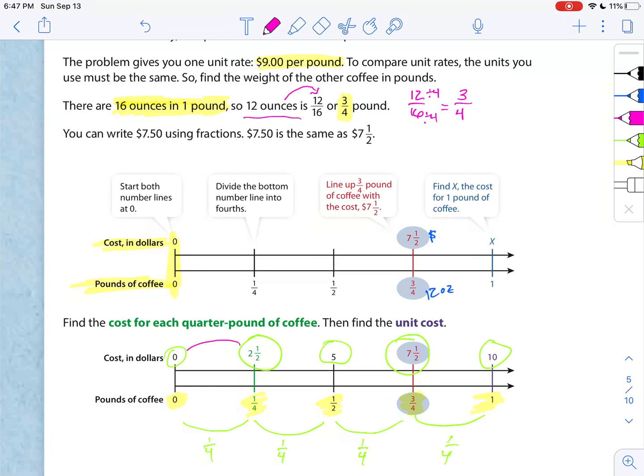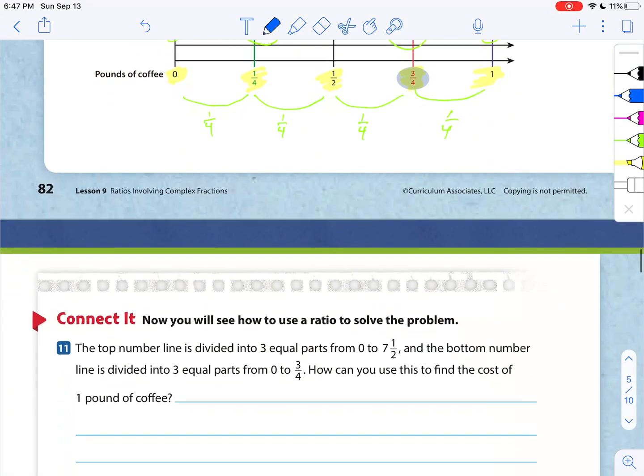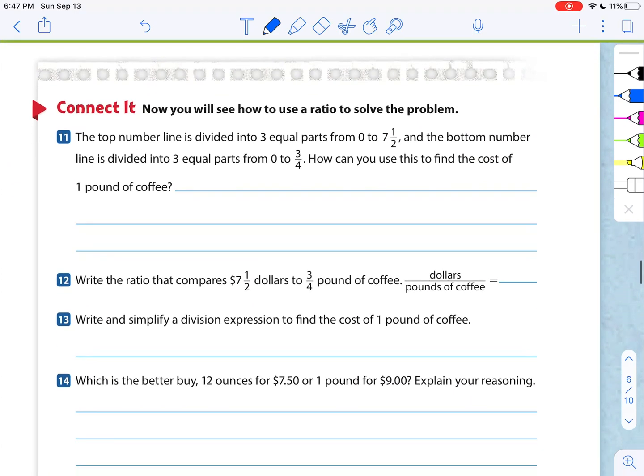From 0 to 2.5, that's 2.5. From 2.5 to 5, that's 2.5 more. From 5 to 7.5, that's 2.5. And from 7.5 to 10 is also 2.5. So no, it didn't go up by the same as the bottom number line, but it consistently went up the same amount. Let's answer some questions to look at this problem more in depth to see if we can make a connection.